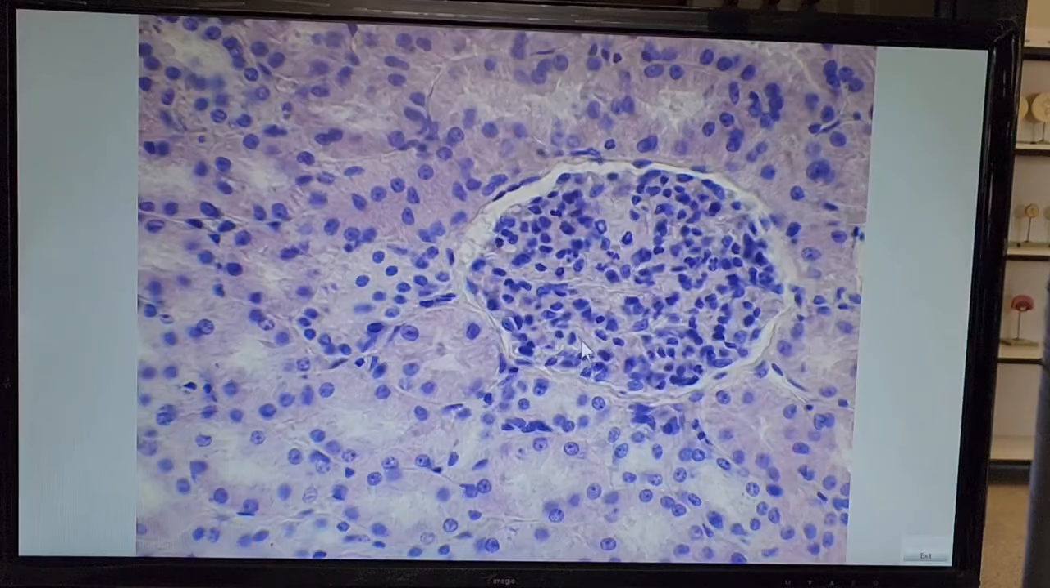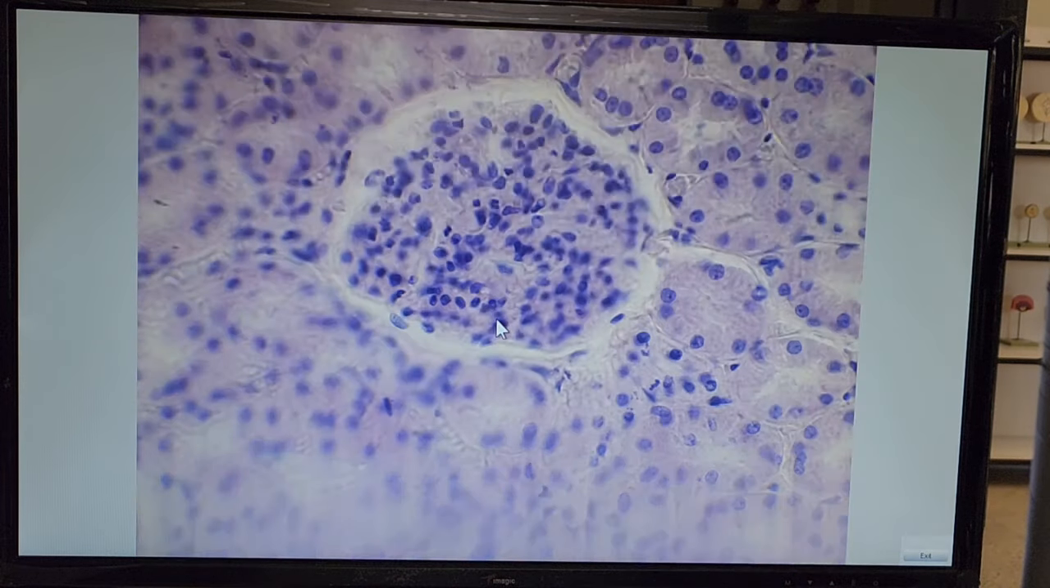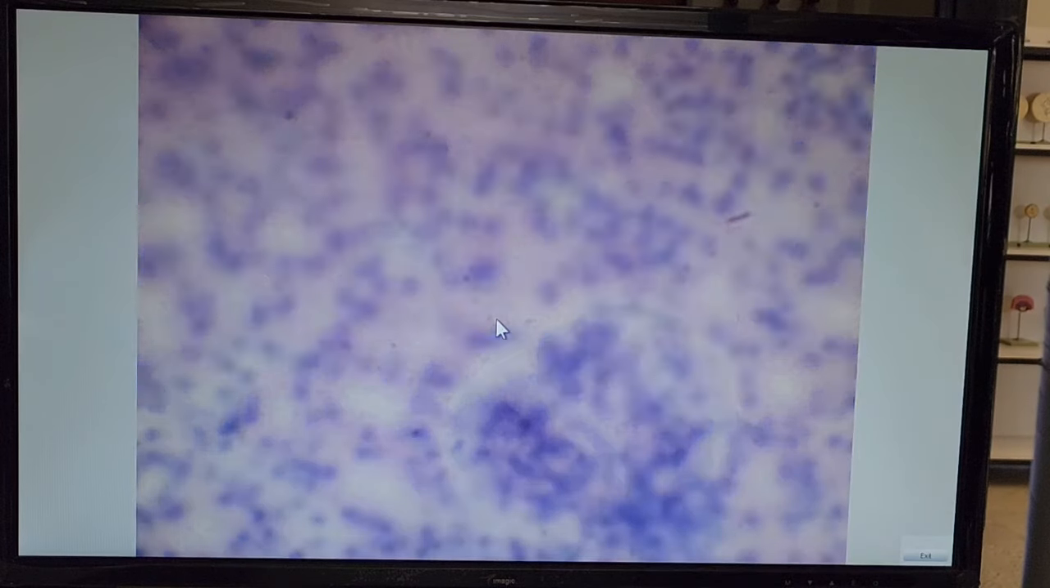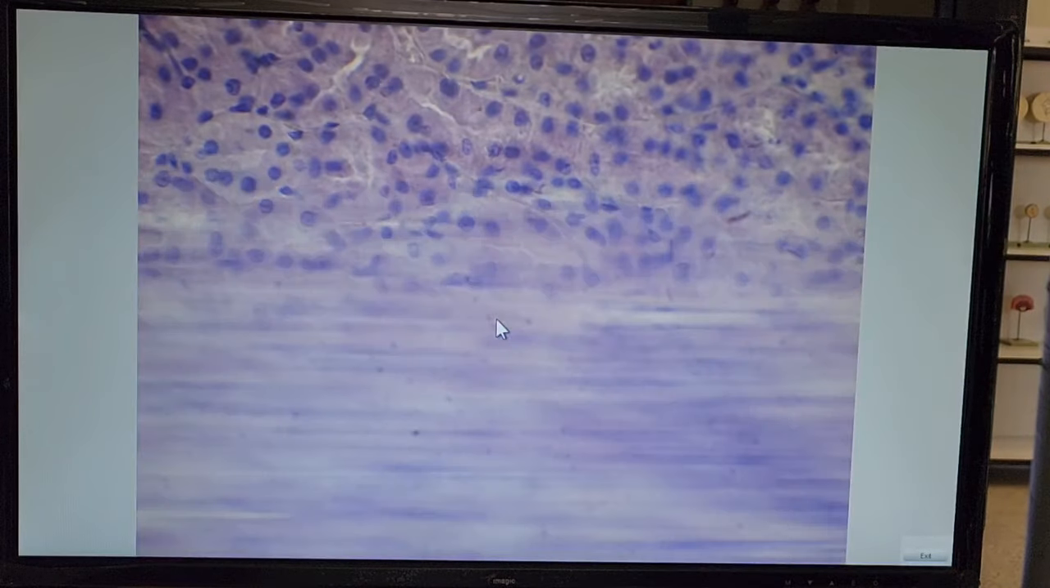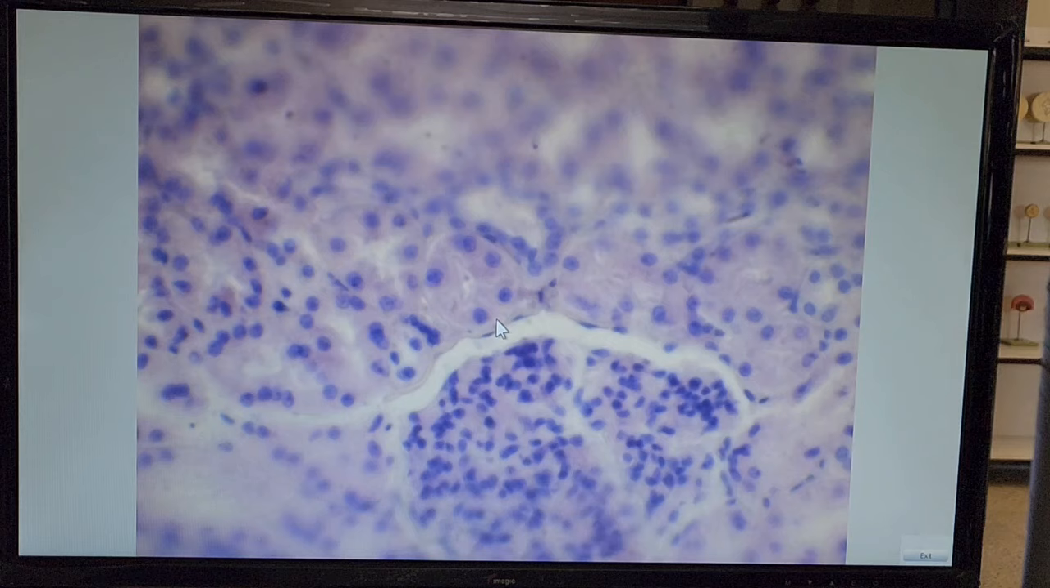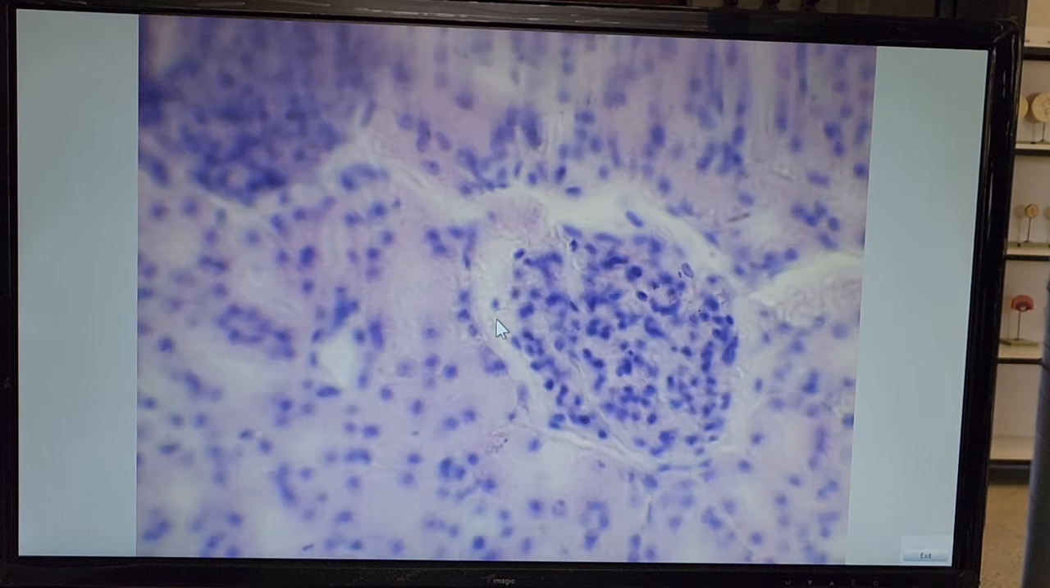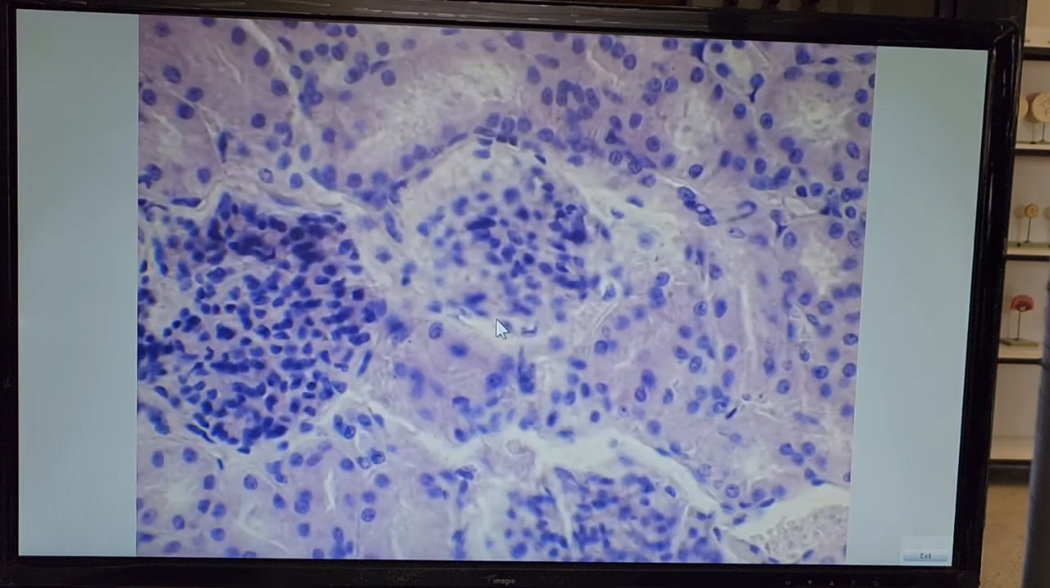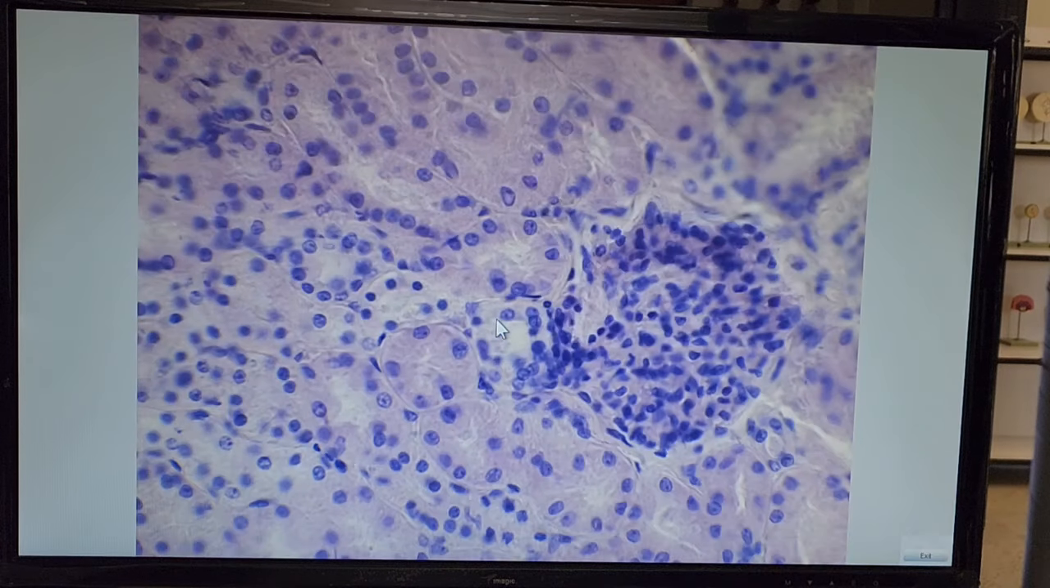Each corpuscle has a urinary pole, or tubular pole, and a vascular pole. This is the vascular pole of the renal corpuscle.